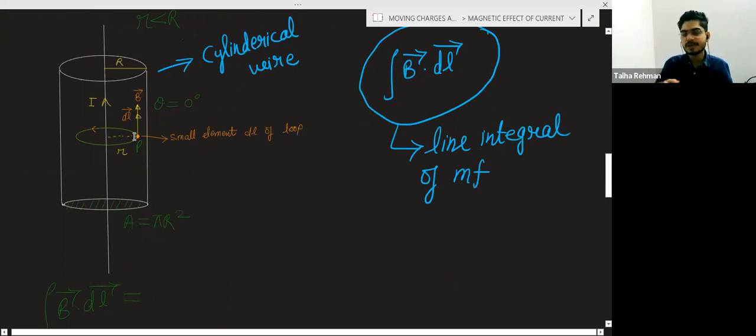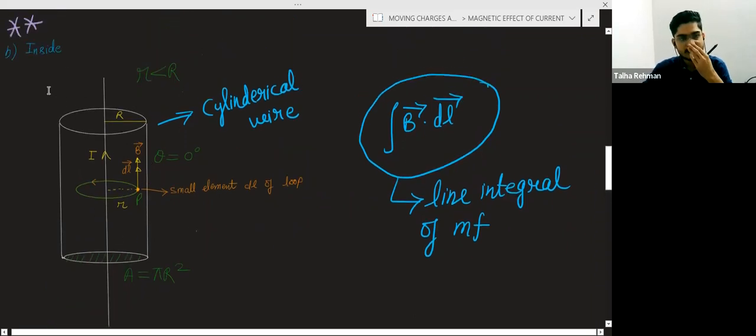So here also you will consider the circular loop. But this time your circular loop will be smaller. The radius of your circular loop, small r, will be less than this capital R. Why? Because you want to find the magnetic field inside the cylindrical wire. This is the cylindrical wire. So this time small r will be less than the capital R. And again the magnetic field is B at this point P, and the dl vector is in this direction. So the direction of B and the dl vector will be the same, and so the angle between both the vectors will be 0 degree.